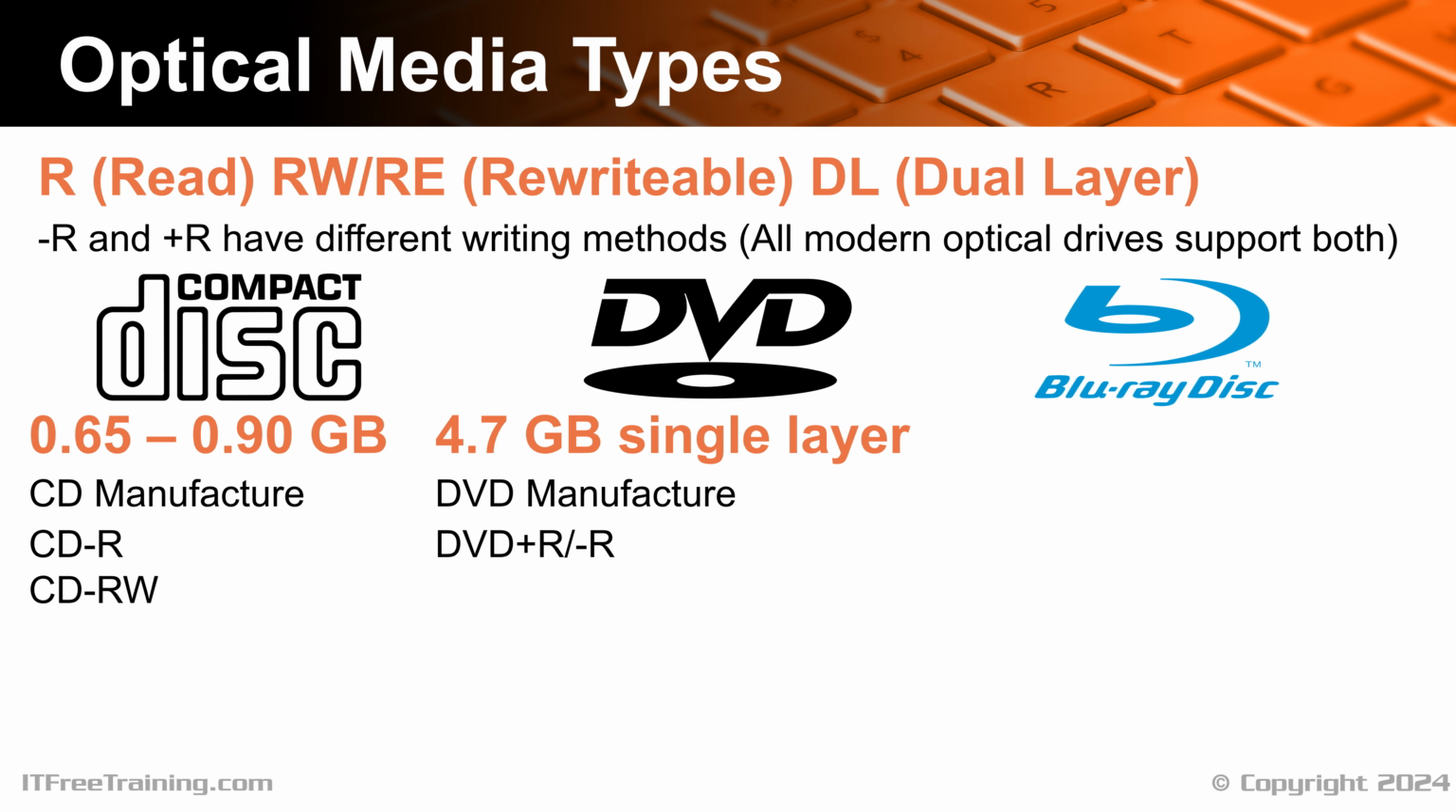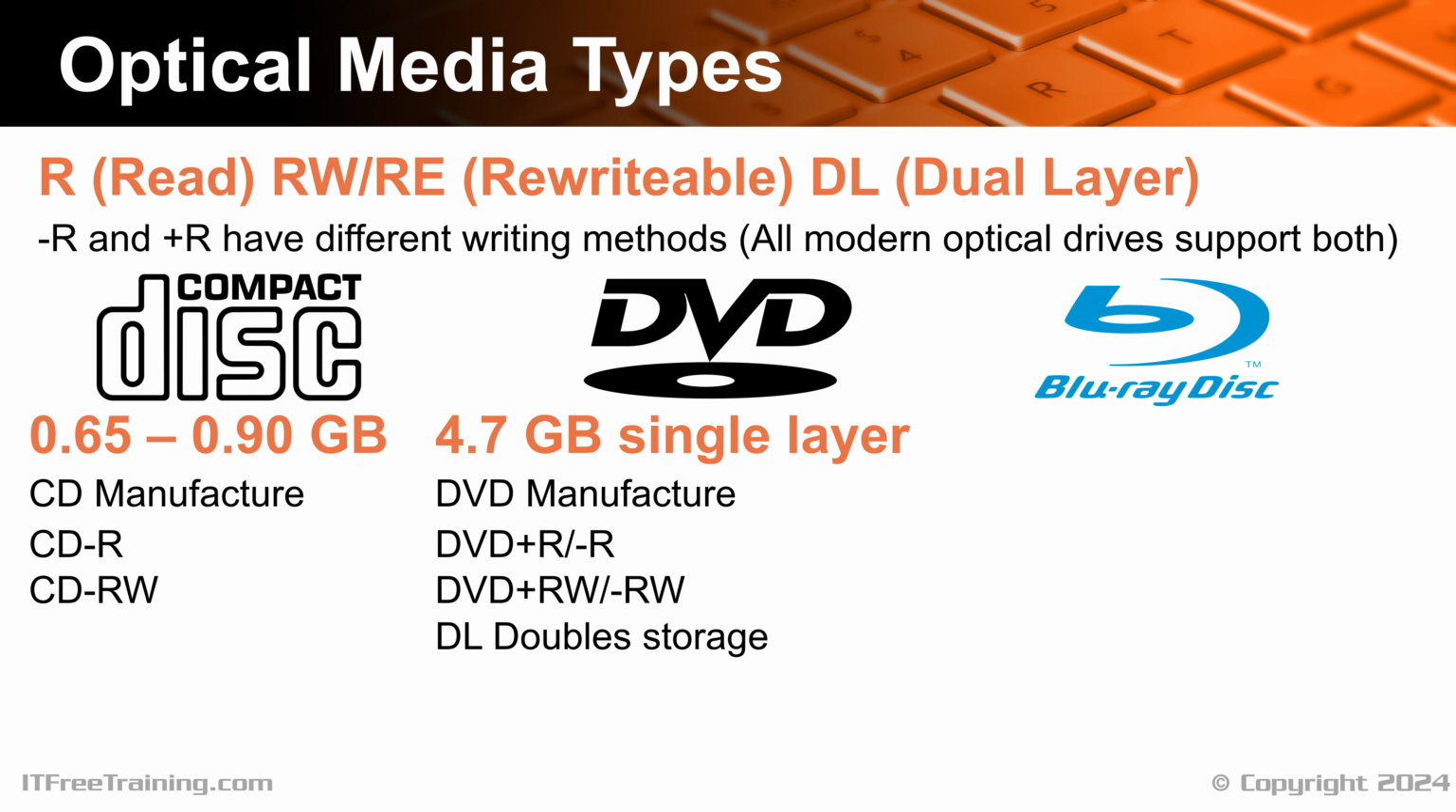Your media will be labeled as minus or plus. In the old days, optical drives would only read one or the other. As time passed, they supported both. It is nothing to worry about because that was a long time ago, and any modern optical drive will support both. As before, DVD supports rewritable discs both in the minus and plus formats. DVD adds DL for dual layer, which effectively doubles the amount of storage.